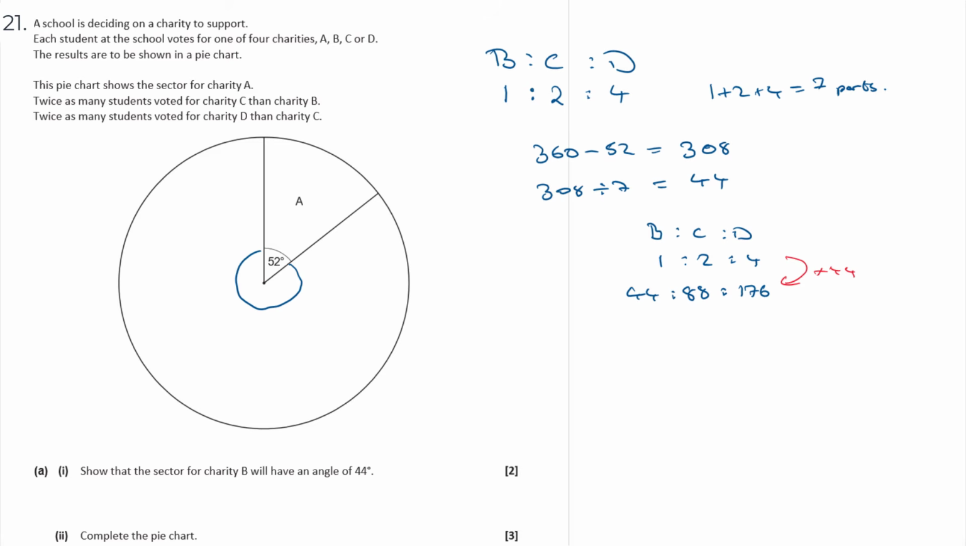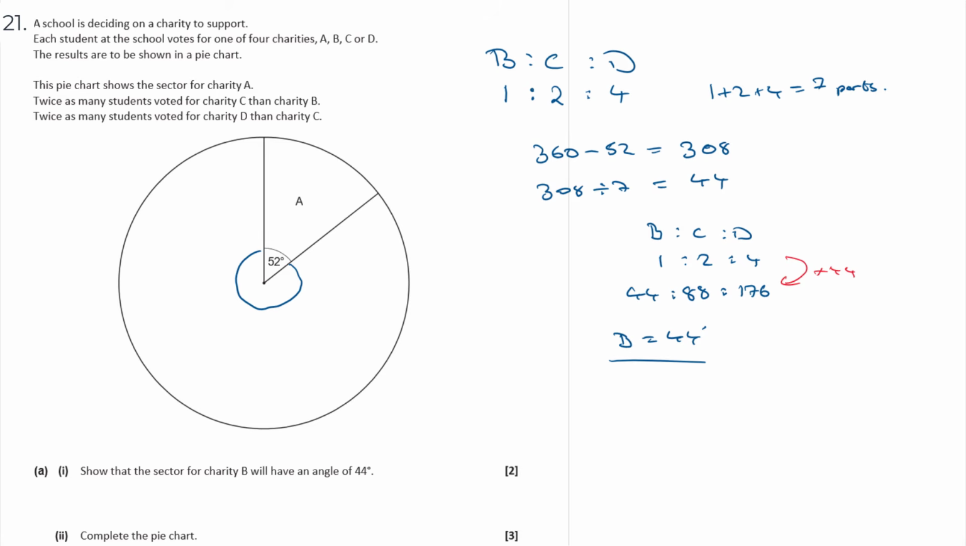chart. It says show that for part A, the sector for charity B will have an angle of 44, which we've done. So B equals 44 degrees there. Okay, so I've done that. Now we just need to draw it. Okay, so it's time to get your protractor out.